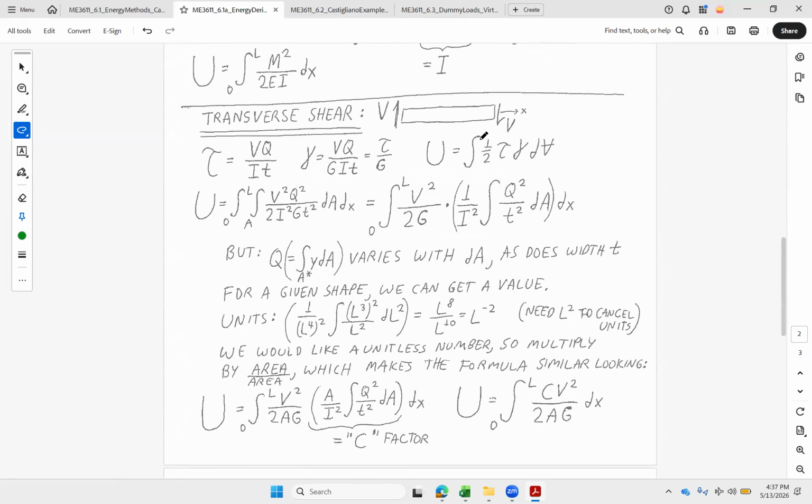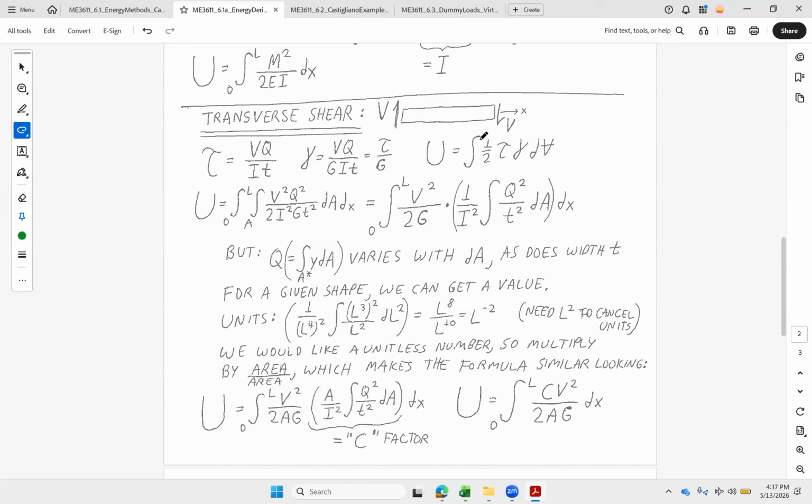All right. So for transverse shear, we know that expression VQ over I times the thickness. And that one is a function of how far down we go, because Q we have to shade, right? So for a given shear force, there's tau and there's gamma, and it follows the same as the torsional one. We're integrating 1/2 of tau times gamma. That's per volume, and then we need a dV.